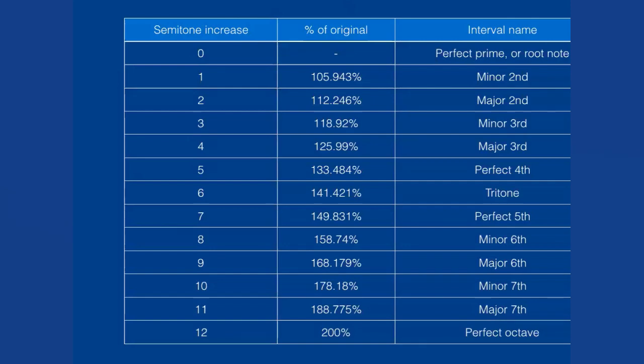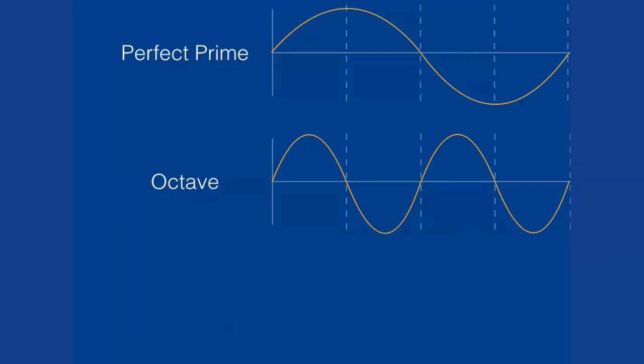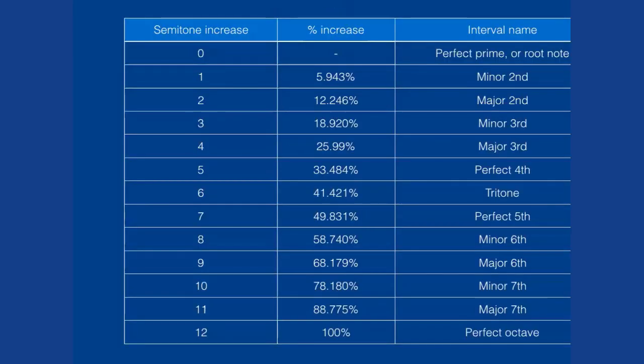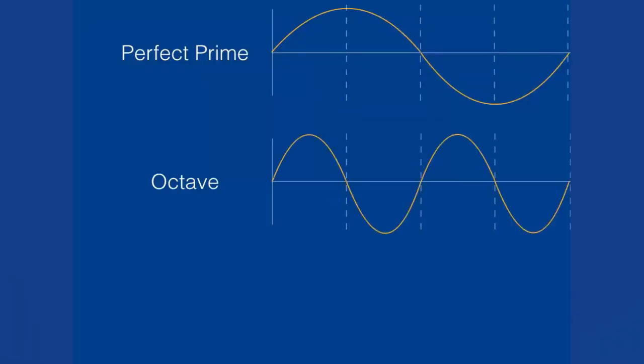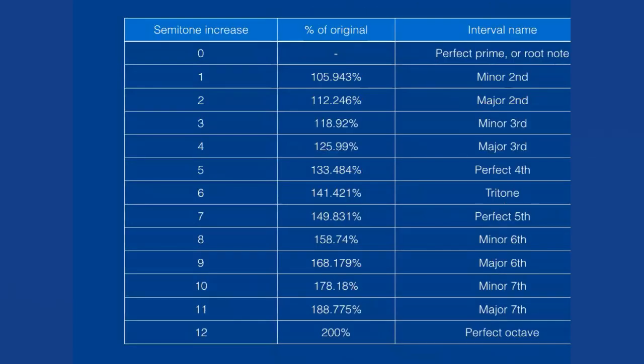Again, also in this chart, I've taken away, let's go back to this. What I showed in this table was the percentage increase, but it's going to be more useful to show the semitone, the original note, the prime note there. We'll say that was 100% of the original, and the octave is 200% of the original. So it's just showing the relationship.